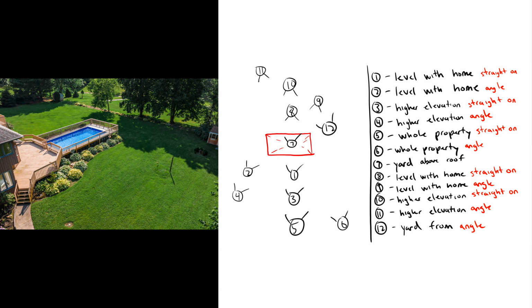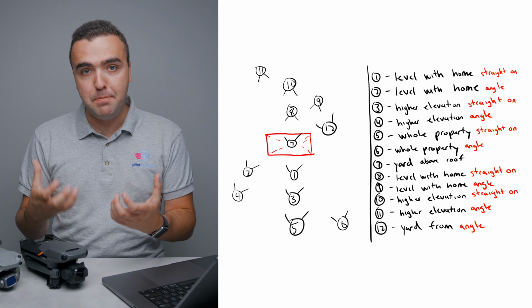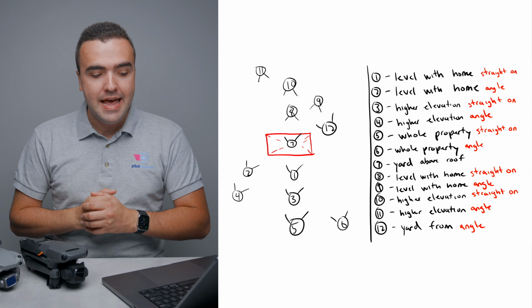And then I'll shoot the backyard from an angle, kind of even with the house but from a lower elevation, to again give the person who might be seeing the house an understanding of what they're going to see in their backyard.